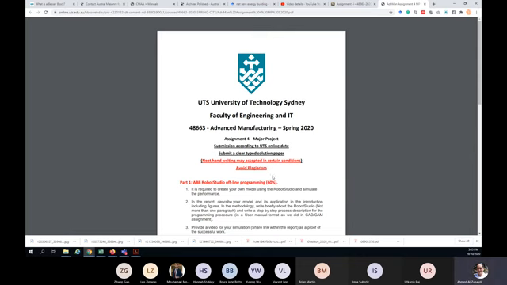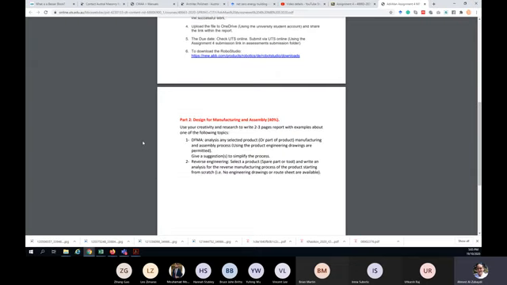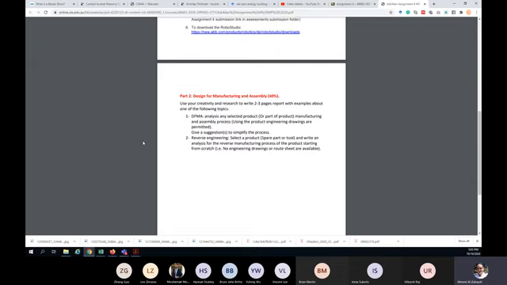Okay, so this is the part we're talking about, 60%. And the other part, designed for manufacturing and assembly. You can use any process of DFX. It doesn't have to be DFMA. So you take any product, anything, okay, and analyze any selected product's manufacturing and assembly process using the product engineering drawings, again, to be permitted. Give some suggestions how to simplify the process.